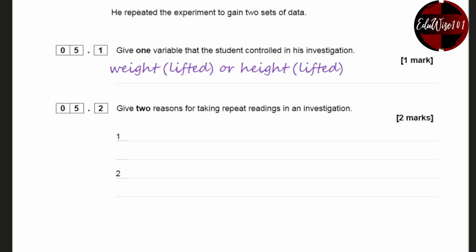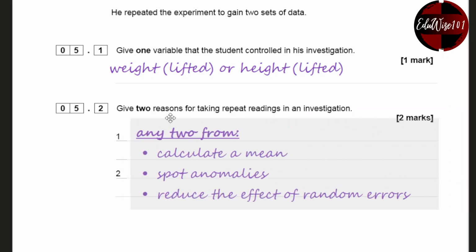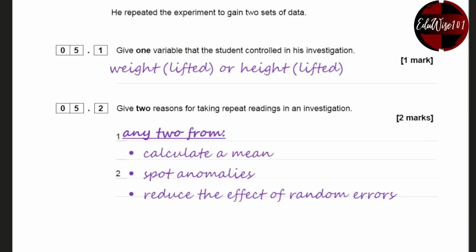So any 2 of these will actually get you both the marks. To calculate a mean, to spot anomalies, and the third one is to reduce the effect of random errors. The first 2 bullet points I think are the best for this answer: to calculate a mean and to spot anomalies.